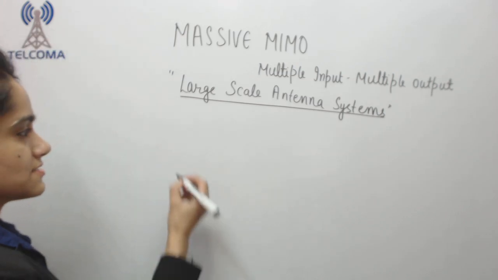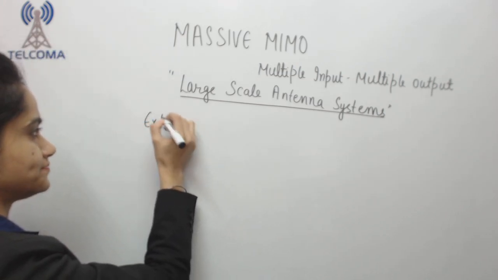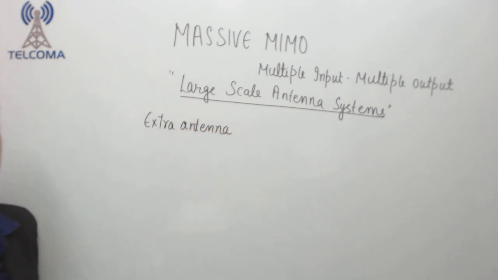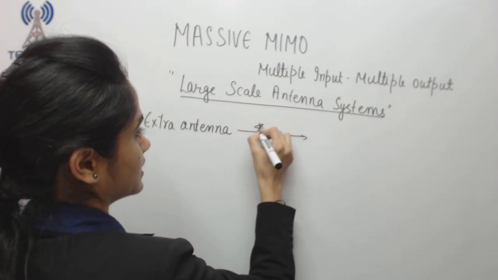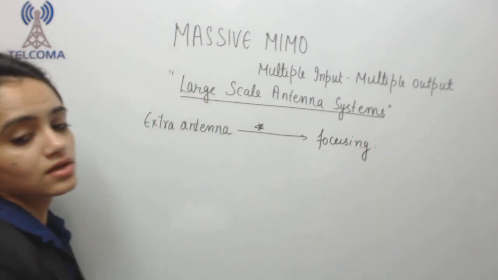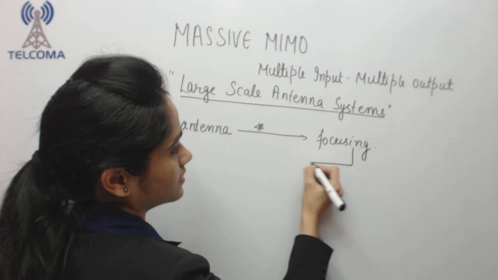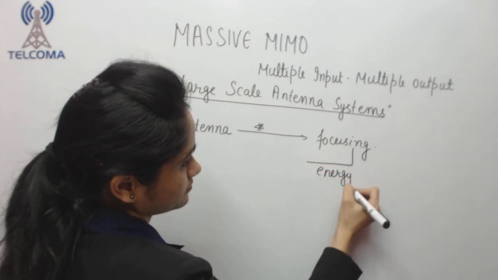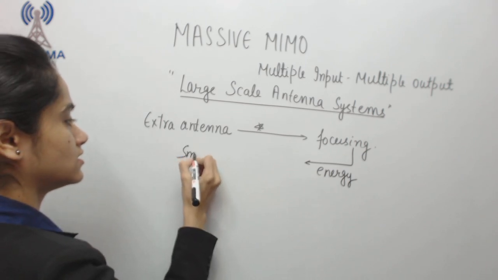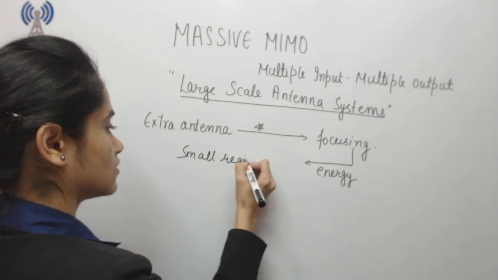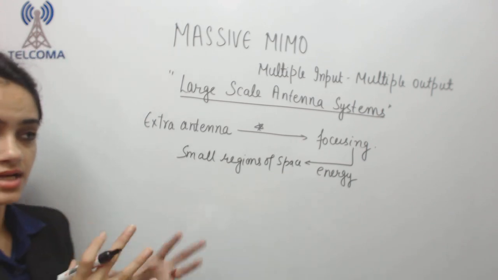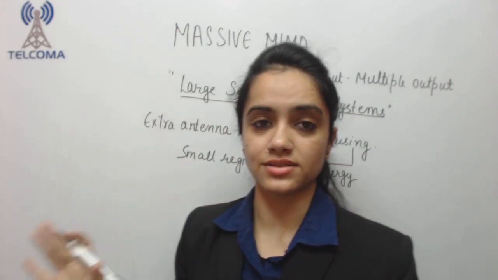Now here in Massive MIMO, we have to focus on extra antennas. Now why do we require extra antennas? Because with these extra antennas, we have an aim that they will focus their energy in small regions of space. That means the antennas will focus energy on a small region of space.